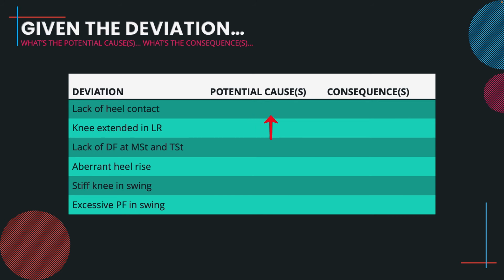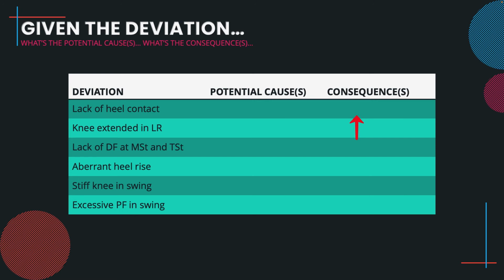The consequences of this would be poor positioning for a heel rocker, and so we'll probably lose momentum, which will decrease our gait efficiency. It's also going to decrease our shock absorption by limiting the amount of knee flexion that we get as we transition into loading response.